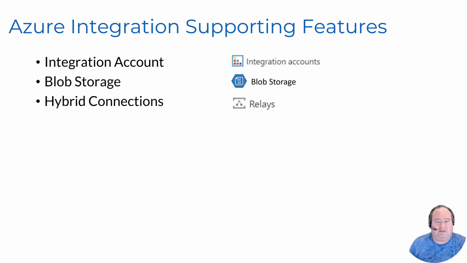Hybrid connections, also called relays. Relays is the older term. This is a way to securely expose on-prem services to the cloud. Some of the other things use hybrid connections under the covers. So it's a cool little feature out there. Key Vault, which is going to be your secure store for name value pair data, will also store certificates. So when using integration accounts, you would put your certificates inside Key Vault.